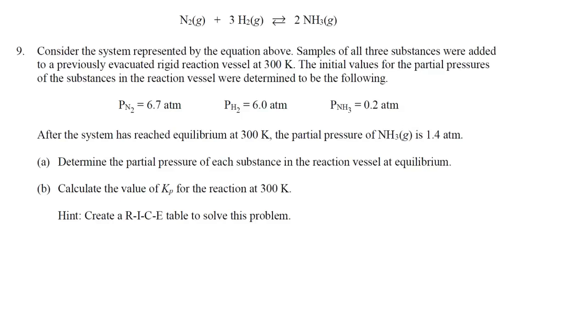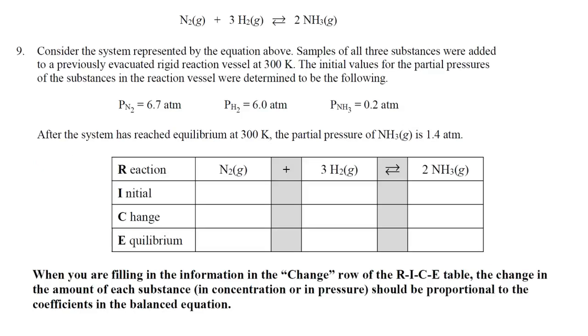So question 9 is similar to question 8 in that we have to answer those same questions. First, determine the partial pressure of each substance in the reaction vessel at equilibrium, and then calculate the value of the equilibrium constant Kp for the reaction at 300 Kelvin. And it says, hint, create a RICE table to solve this problem. So let's go ahead and do that.